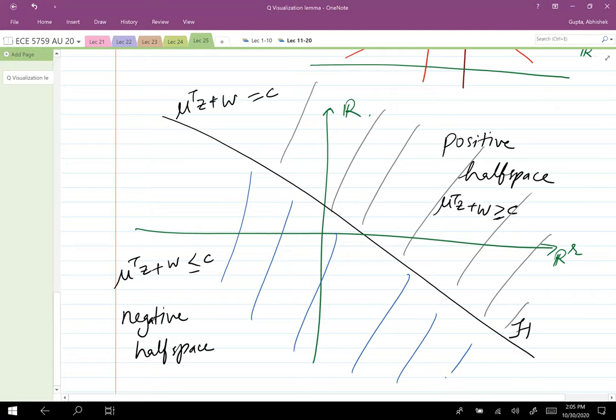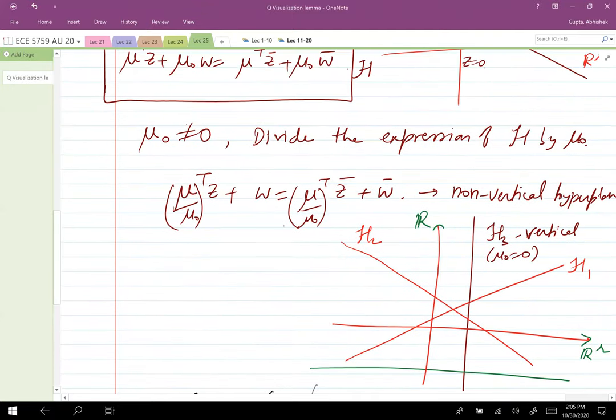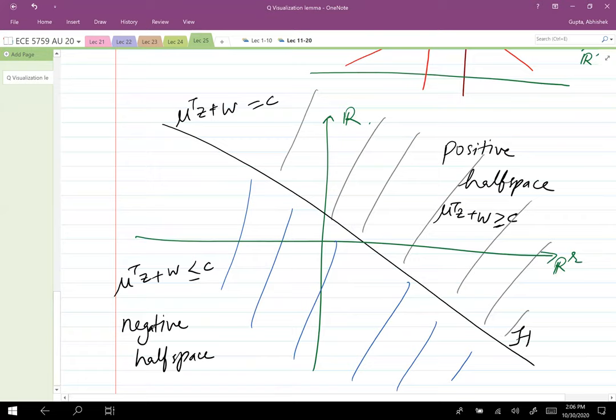So what happened to the mu naught in the equation for the half space? Yeah, so I'm just assuming a non-vertical half space, so I'm just setting mu naught equal to one. By appropriately scaling mu transpose, I can set mu naught equal to one throughout. Mu transpose in this case is a scaled mu. That's right. Okay. This intercept here is exactly equal to C because now mu naught is equal to one. So the intercept is exactly equal to C.